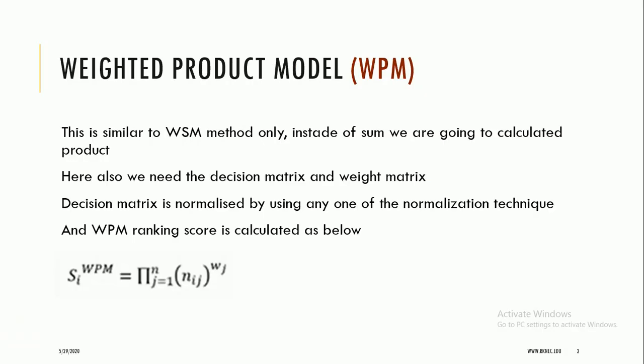If you see, the algorithm will remain the same, means it is very much similar to the weighted sum model. Instead of sum, here we are going to calculate the product. Again, if you remember the last session, we will require two things. First will be the decision matrix and second will be the weight matrix. In any MCDM process, whichever technique you apply, you are going to require these two things, the decision matrix and the weight matrix.